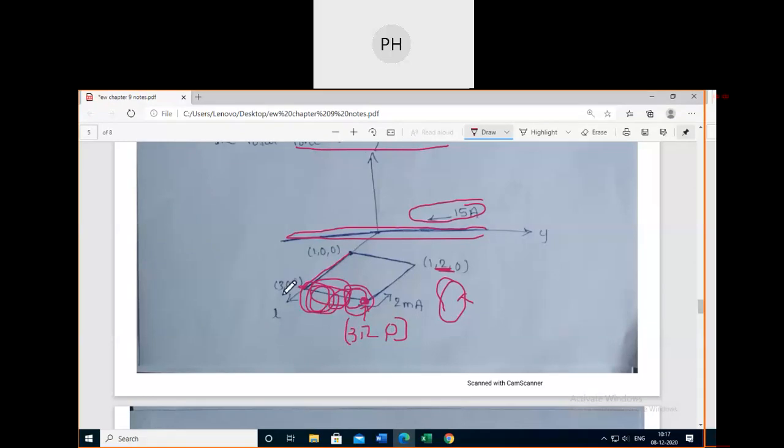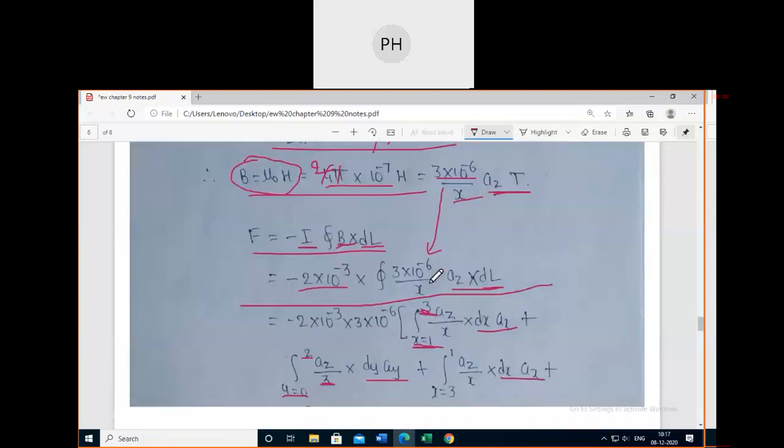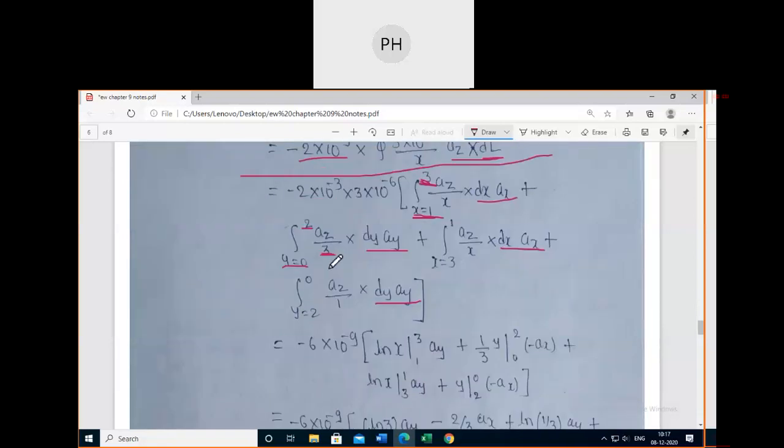Okay, 3 and 3, if you consider x, it will be constant for the second line. For the second line we have completed this line. So this was the second line. For the second line, x is 3 constant. So because of that, Az divided by 3 we are writing, Az divided by 3 dy into ay, plus the third component.